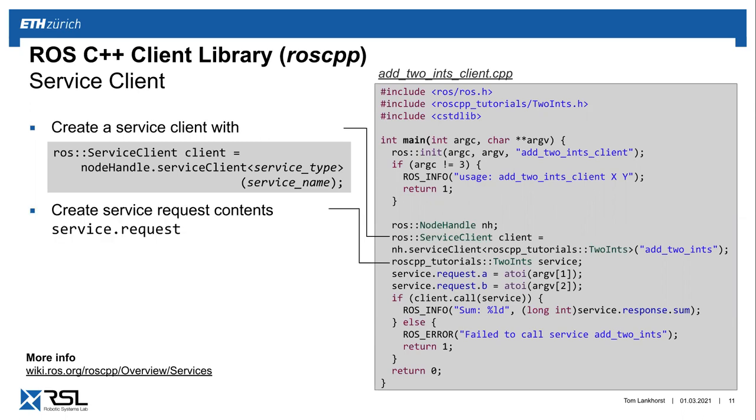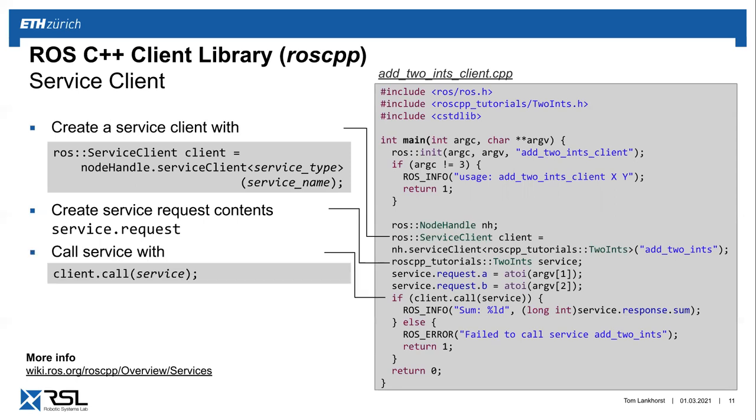Next, we create a new instance of the TwoInts variable, which we call service in this case, and we are supposed to fill the values of the request. In this case, we fill the values of the request by taking the first and the second argument to the command line after the program name, which are argv[1] and argv[2]. Then we use the atoi function to convert this string type to an integer value. And finally, we actually call the service with the client.call function.